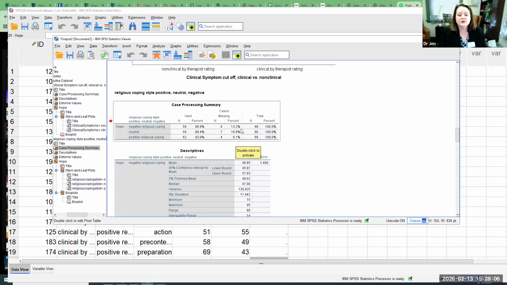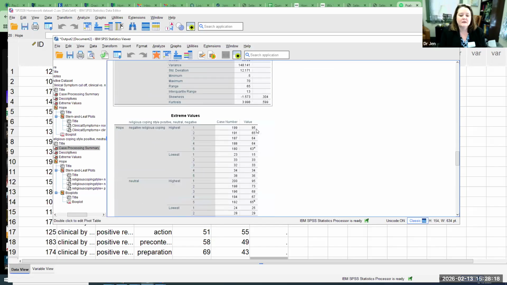So across the board, we have some missing data. And while it does look like we have more clinical missing data than non-clinical, we're going to go forward and just report that. That's just information.